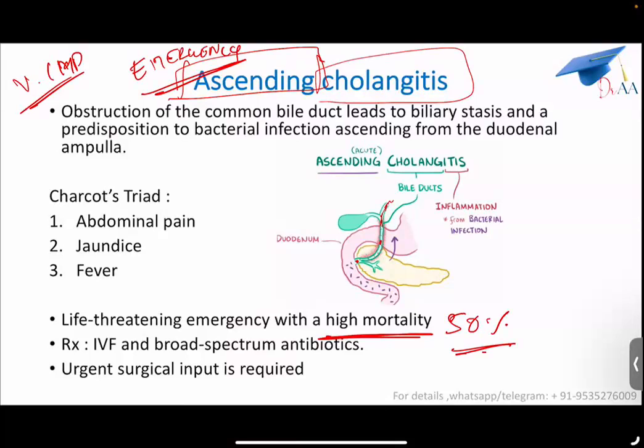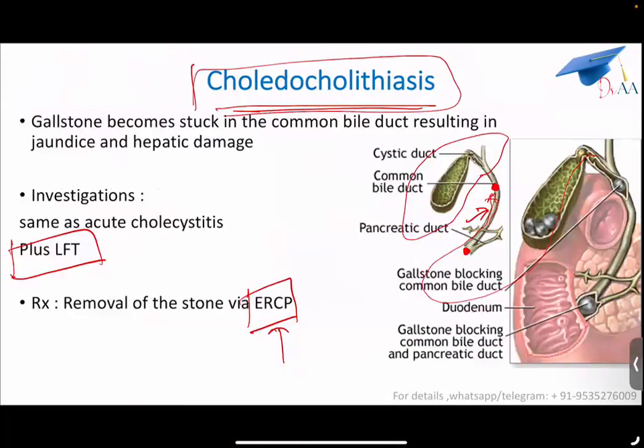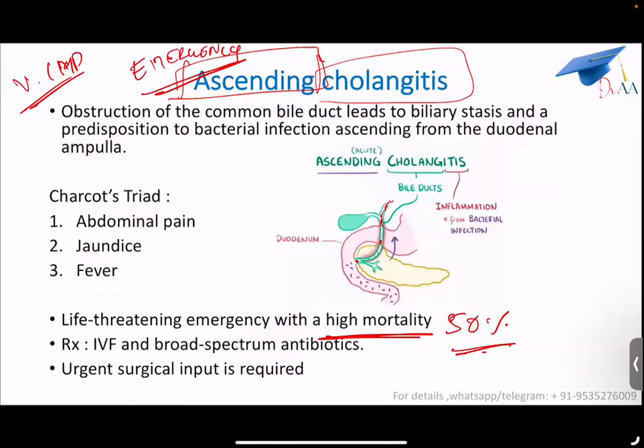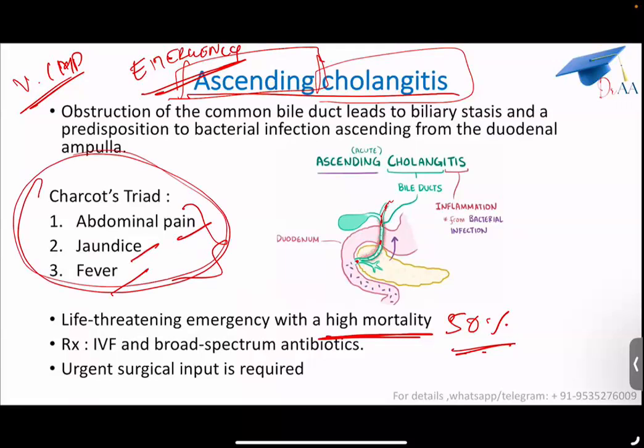Just an obstruction without an infection is choledocholithiasis. Along with an obstruction, if there is an infection, then we call it ascending cholangitis. It presents with a classical triad: abdominal pain, jaundice, fever. Important, you need to remember abdominal pain, jaundice, fever. It is a very important triad. It is known as Charcot's triad.